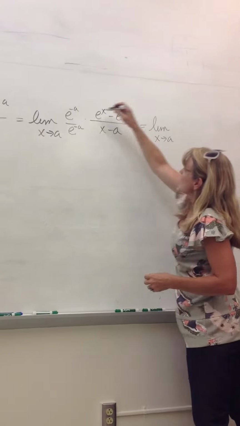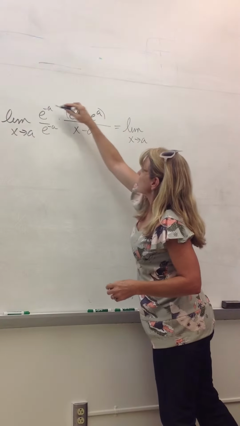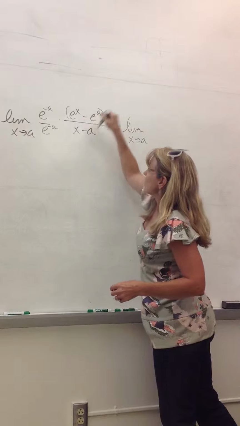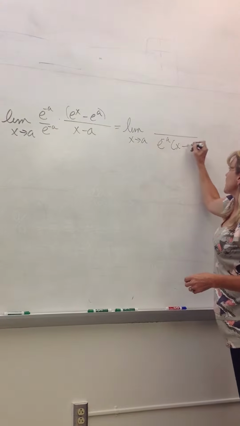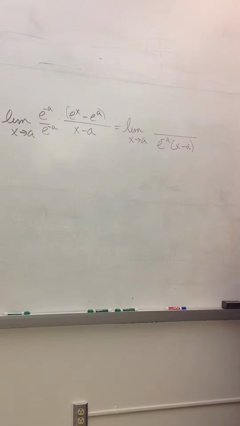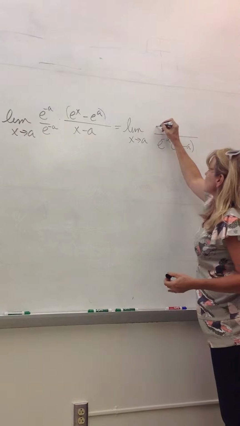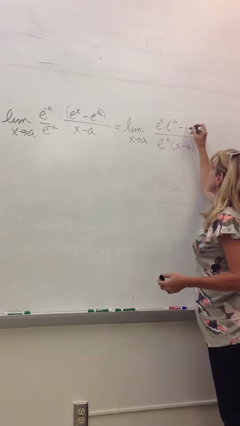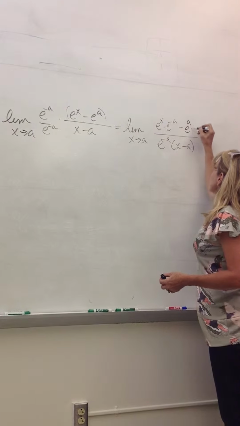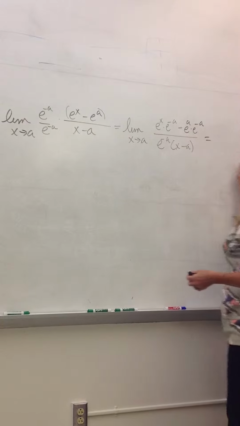So I'm going to distribute through the numerator. The denominator, I'll just leave it as e to the minus a, x minus a. But the numerator, I'll distribute. So I'll get e to the x times e to the minus a minus e to the a times e to the minus a.